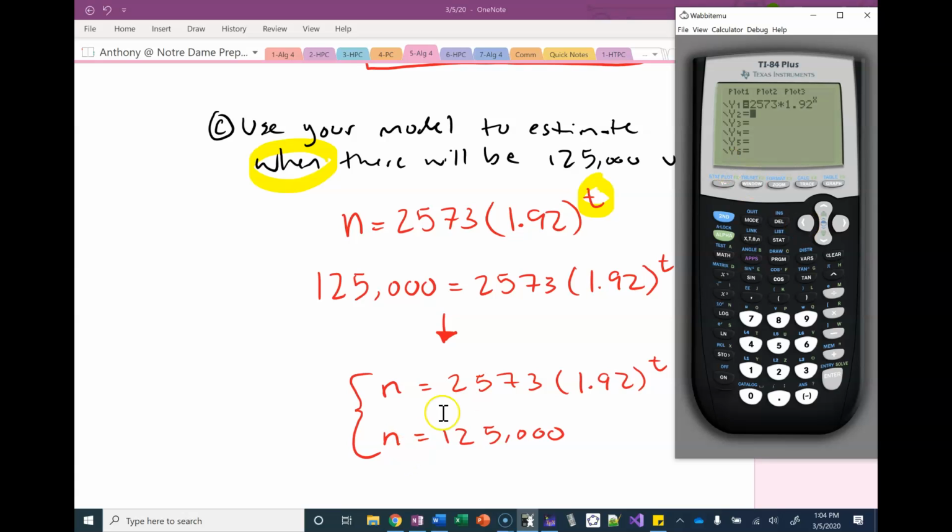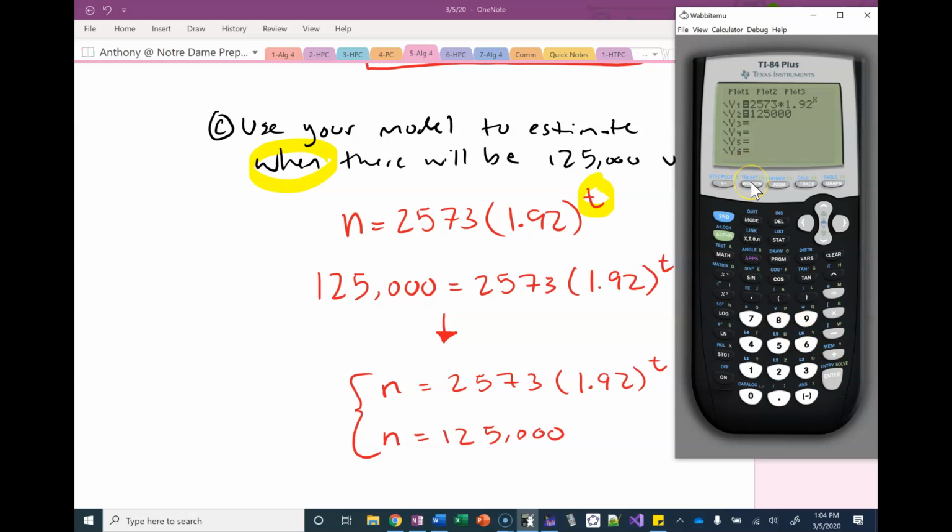And for the second equation, again, I'm using y instead of n. And then I'm just going to type 125,000. Everybody okay there? Good. Before I hit graph, though, I need to do something else.